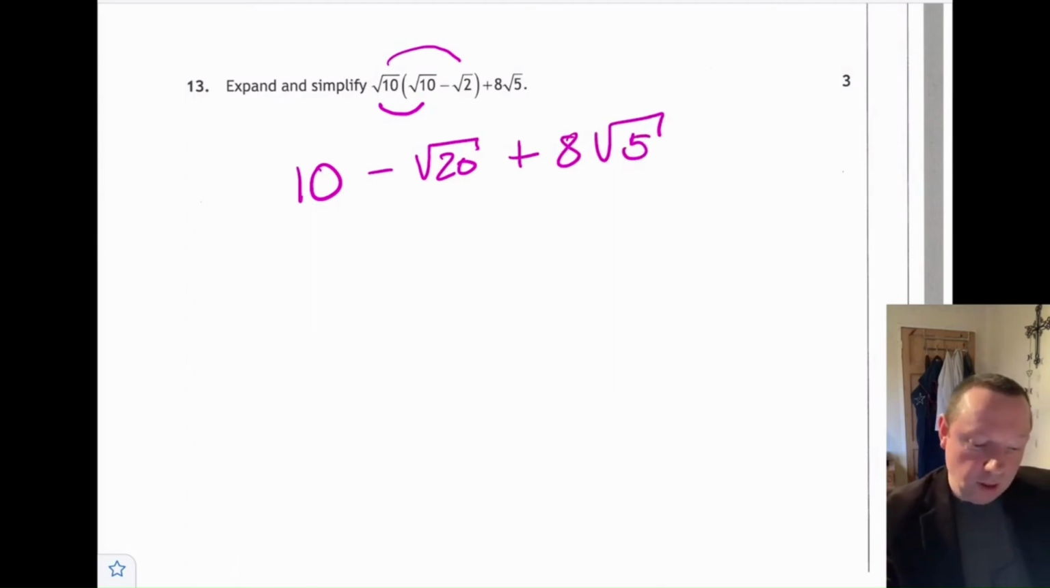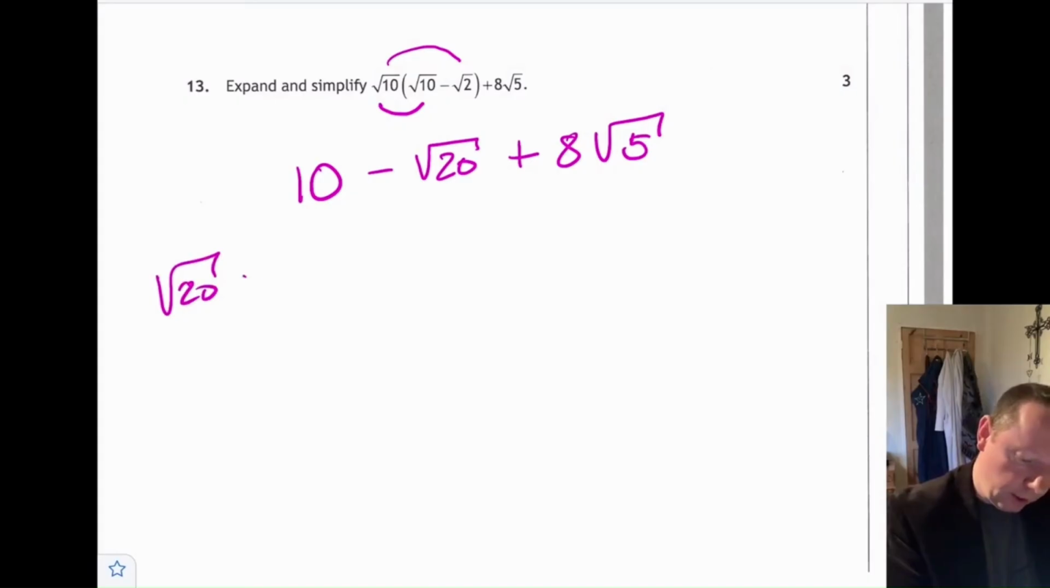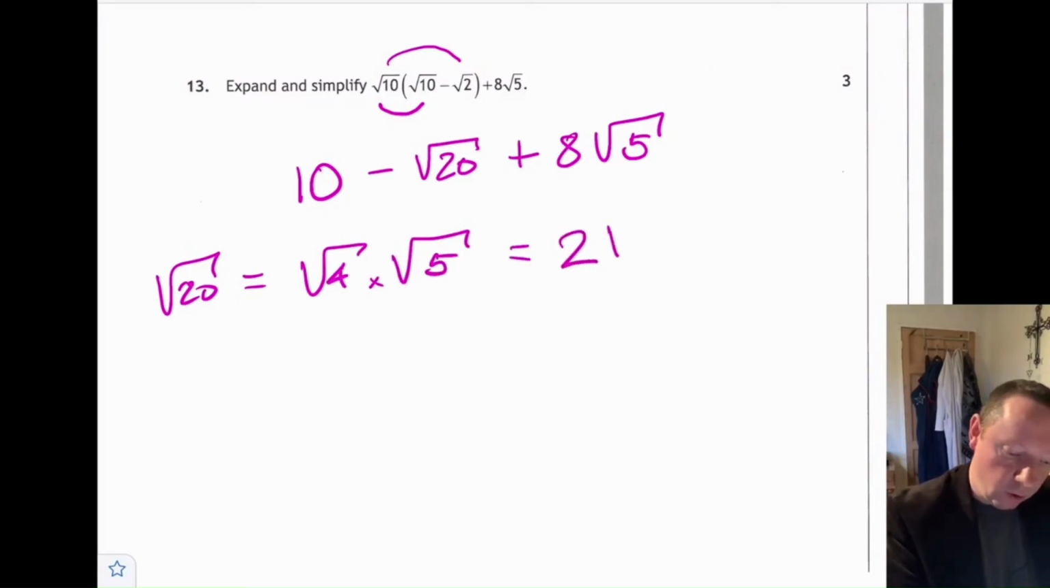So at this point, we need to check if root 20 can be simplified as a surd. We're looking for two numbers that go into 20. One's a square number. Hopefully it'll be 5. Let's just check. Root 20 equals root 4 times 5. So that gives me 2 root 5.